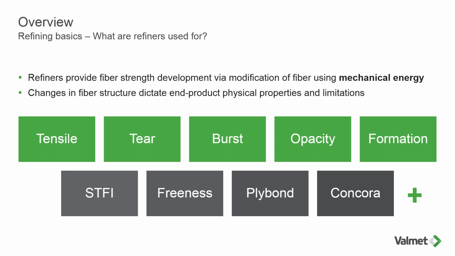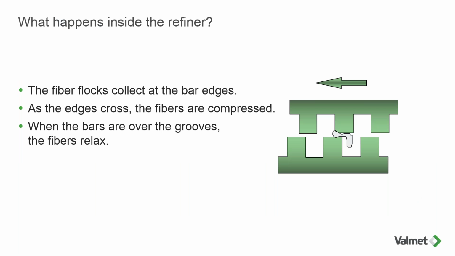What are refiners used for? And the simple answer is to modify fiber into a more usable form. Structure of the preconditioned fiber in turn dictates finished product characteristics and limitations. And here I've listed a couple of the properties that refining impacts, things like tensile, tear, opacity, formation, burst. All that is impacted by refiners.